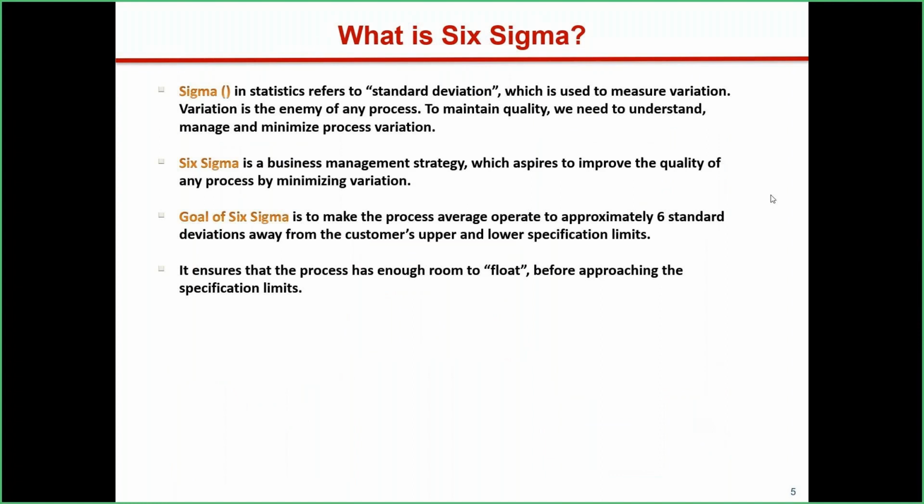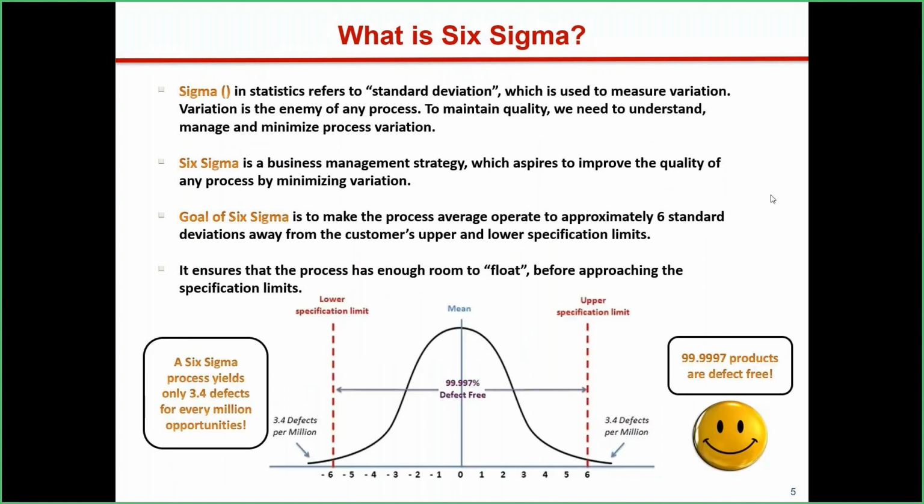So what is Six Sigma? Sigma in statistics refers to standard deviation, which is used to measure variation. Variation is the enemy of any process. So to maintain quality, we need to understand, manage, and minimize process variation. It's all about variation. Six Sigma is all about reducing variation using different tools and different methodologies.